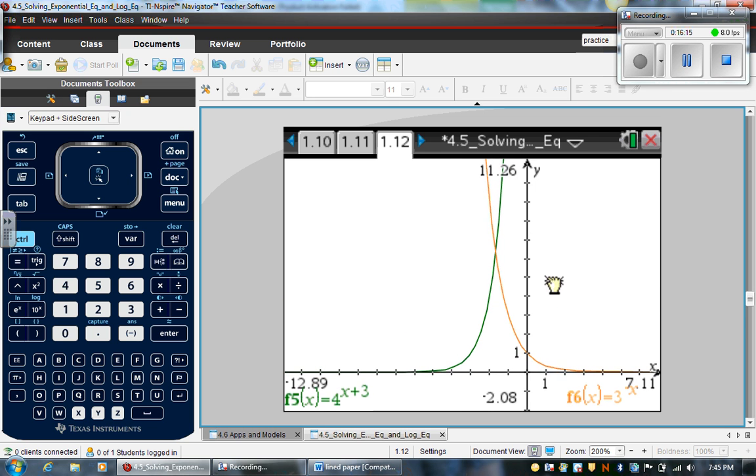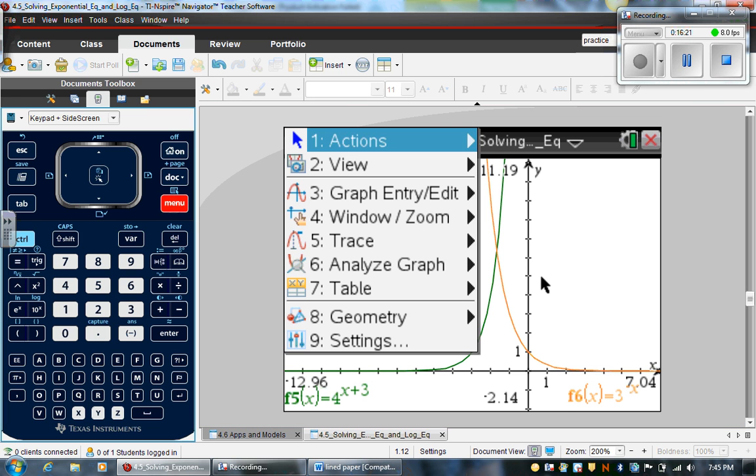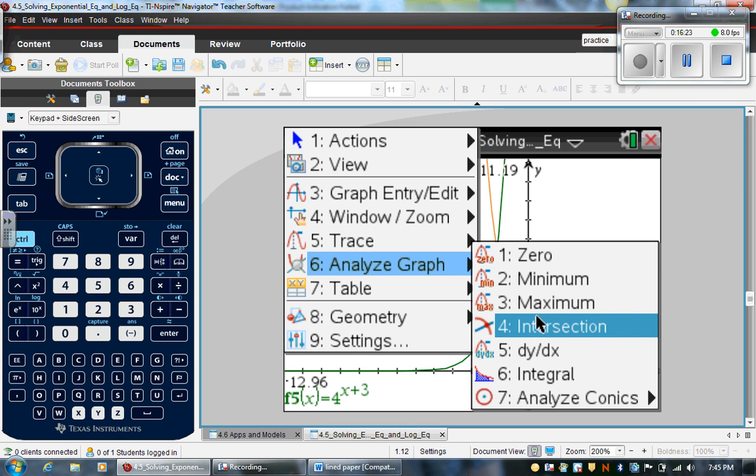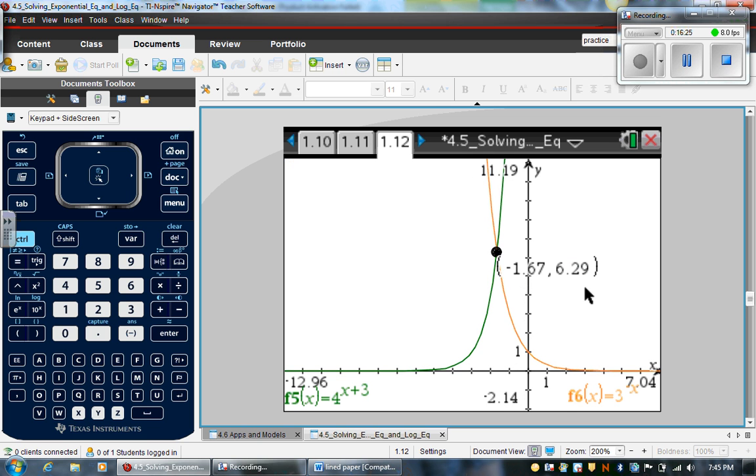And I'm just going to take this and pull it down. I see that intersection right there. That is where my solution is. So again, menu, analyze, intersections, left and right. And there's my solution again, approximately negative 1.67. So again, you can do it algebraically and graphically, either way you choose.